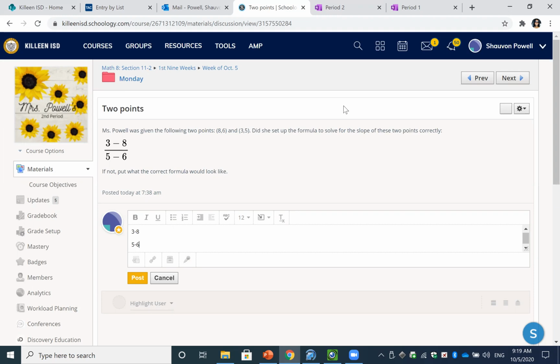Okay. So whatever your answer, that may be the correct answer, it may not be, but look at the numbers. I would write the 2 numbers down on a piece of paper, label them, my X1, Y1, X2, Y2, and then see if it's set up correctly or not. And if it's not, type in what it should be.